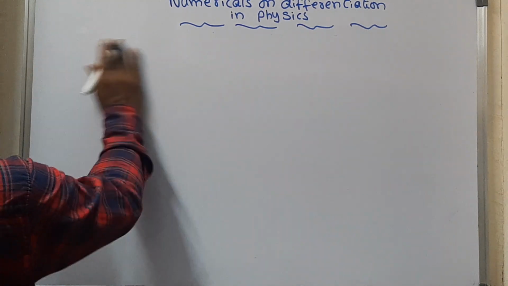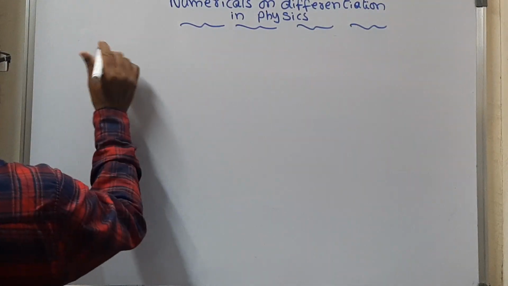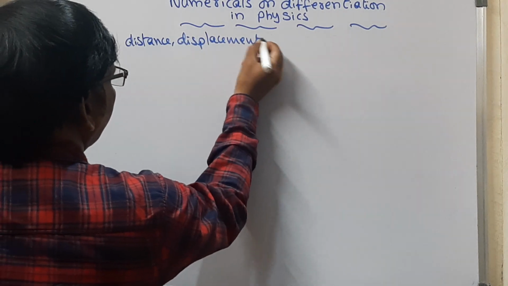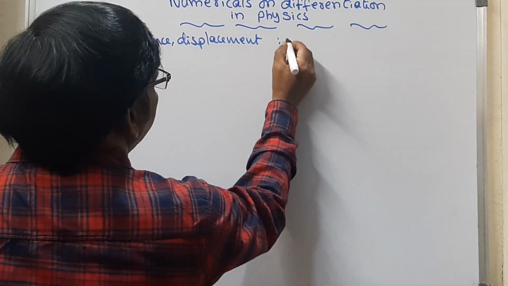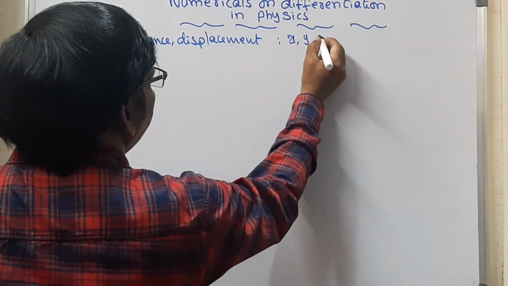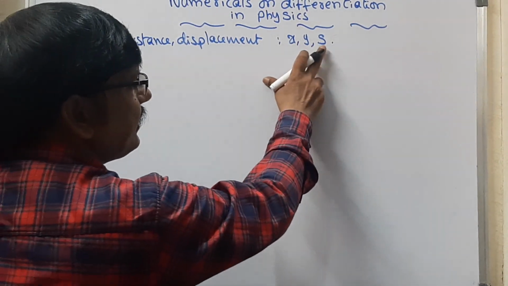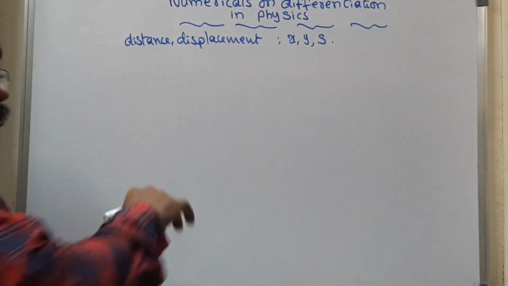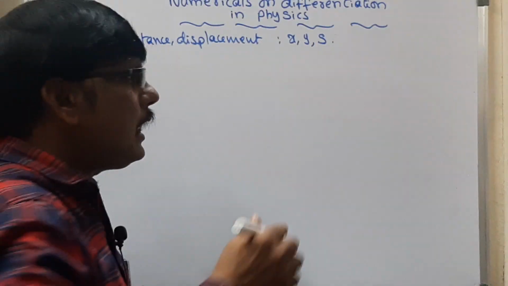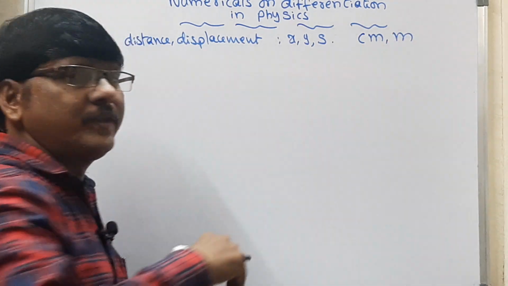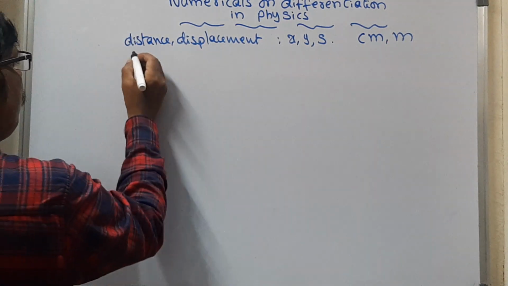First of all, in motion in one dimension, distance and displacement can be expressed with the letters x, y or s, with the units of centimeter or meters. Okay, right.